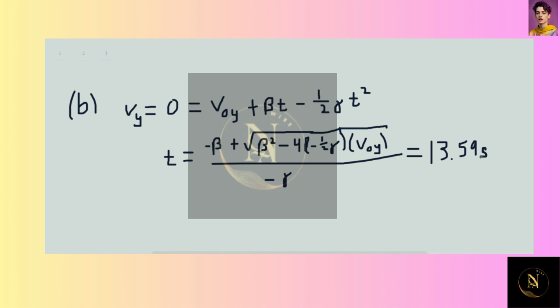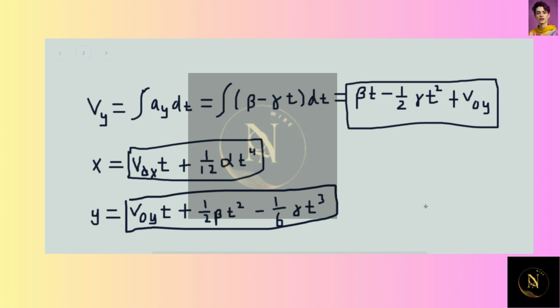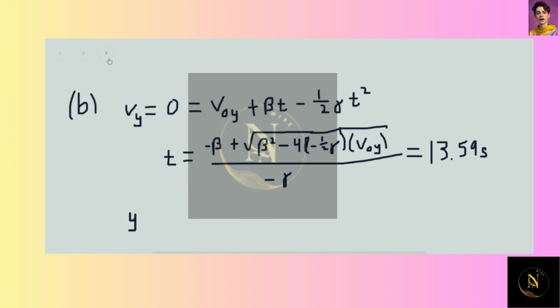We can now use this time and plug it into the equation for y. Plugging it into this equation for y, and then all the other values we were given for v naught y, for beta, for gamma, we find that the y value is equal to 341 meters. And we can box that in as our solution for B.